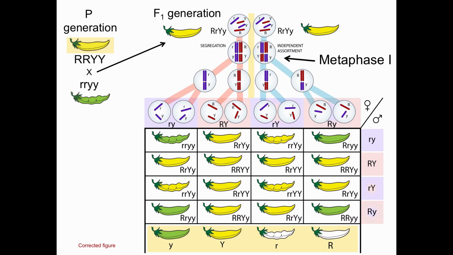I'm using round and smooth for the same. And 1 of the 16th is wrinkled and green. So basically that's a 9 to 3 to 3 to 1 ratio. Don't need to remember that. But the point of this part was to test the hypothesis that the alleles of 2 different genes are inherited independently from one another. And they have to be independent because they are spread out all over the place, right? There's such a mix, I guess we could say.